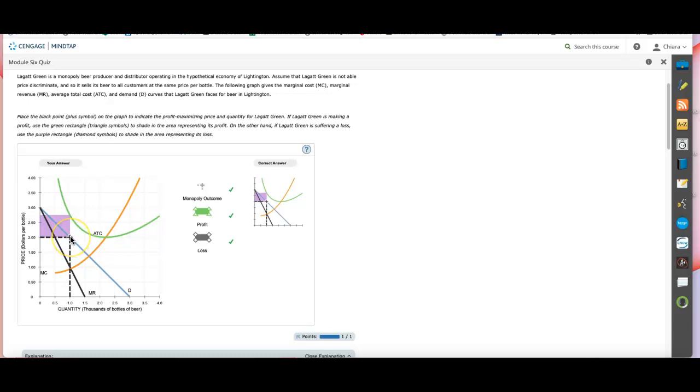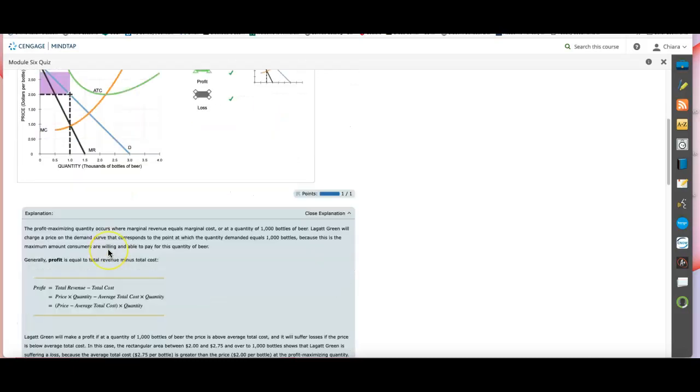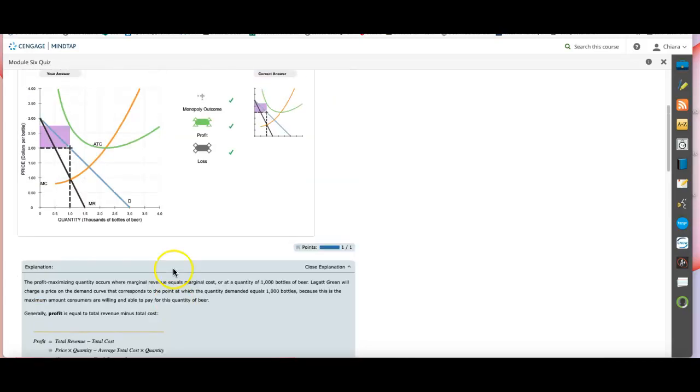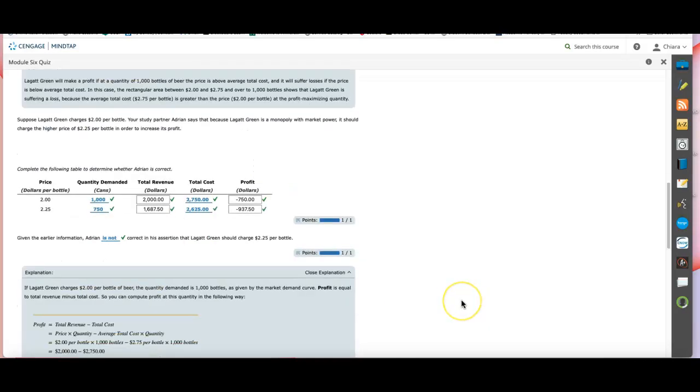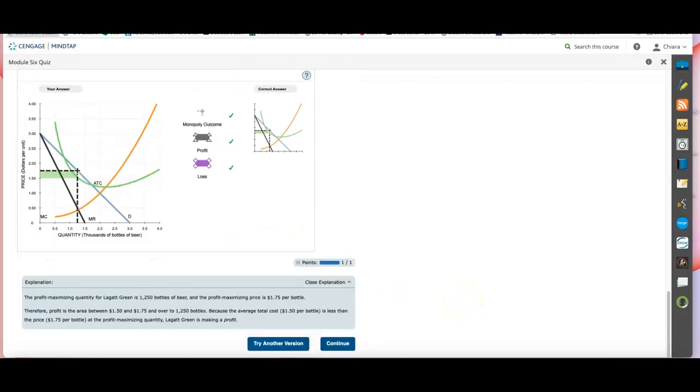And as I said, you can use this plus button to help you fill in this table, just because it can be a little confusing to find accurately the quantity and the price. But put that plus back where it was at the profit maximizing quantity and price when you're done, so that when you get the grade, it's going to be accurate.